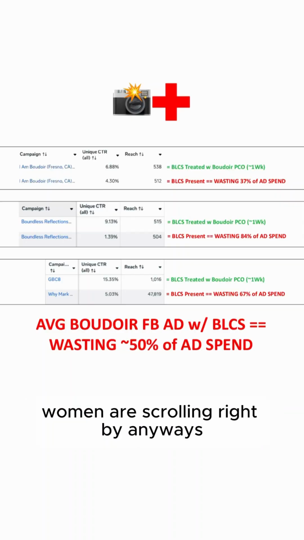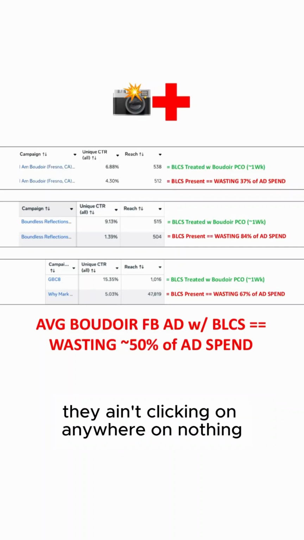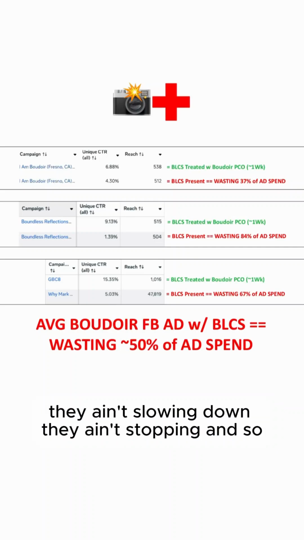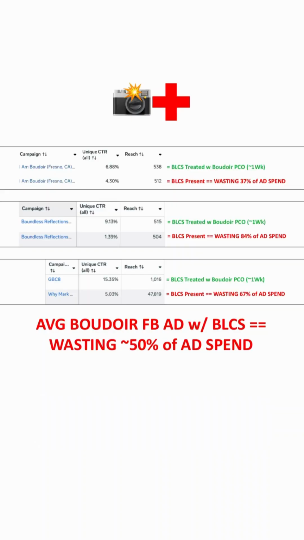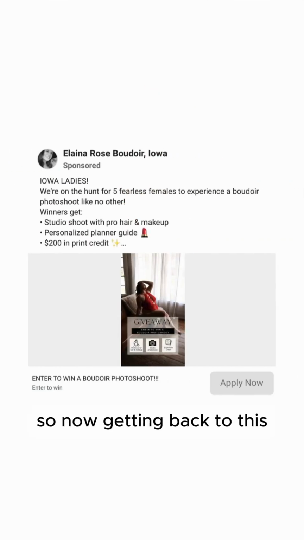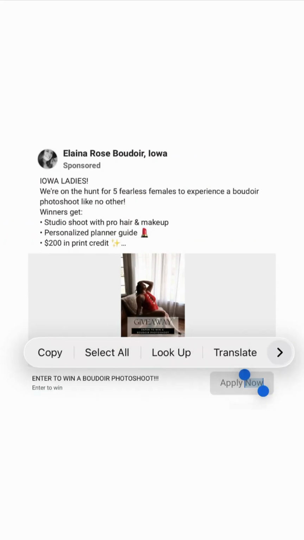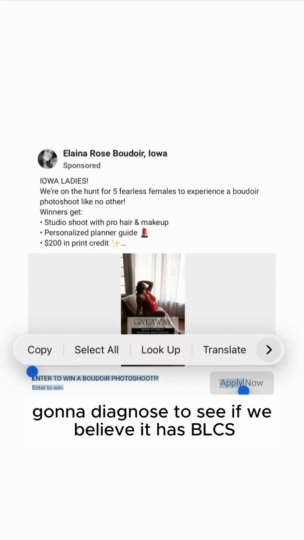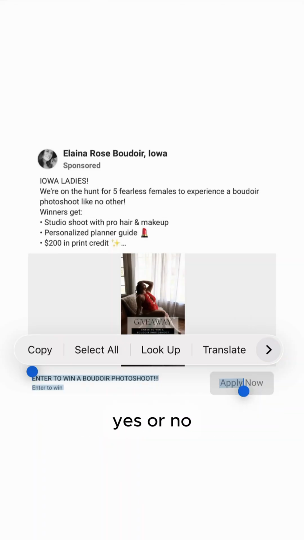Women are scrolling right by anyways. Our ads never enter their brain. They ain't clicking on anything. They ain't slowing down. They ain't stopping. And so on average, that'd be 60K kind of bonus back in the business owner's pocket at the end of 12 months. So now, getting back to this, we're going to diagnose to see if we believe it has BLCS, yes or no.